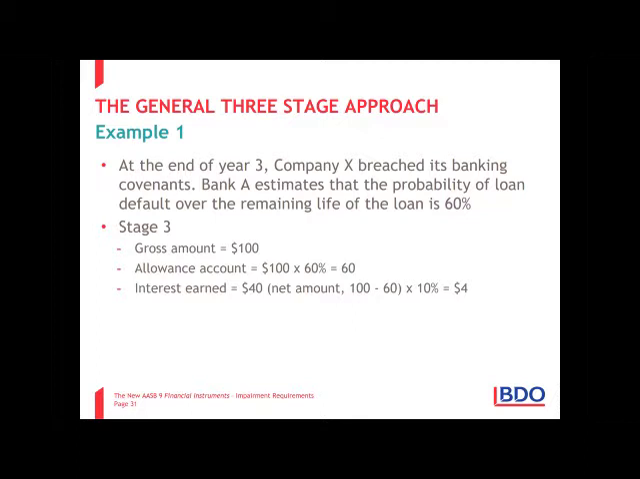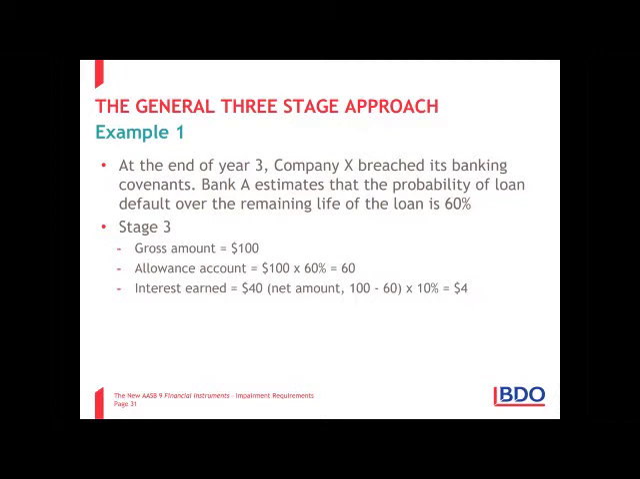At the end of year 3, Company X breached its banking covenant. So we now have a credit event or a credit trigger. Bank A estimates that the probability of loan default over the remaining life of the loan has shot up to 60% because it's breached its covenants. So it's now stage 3.